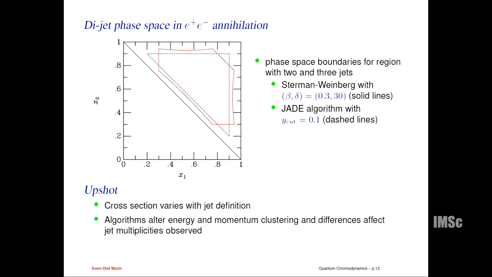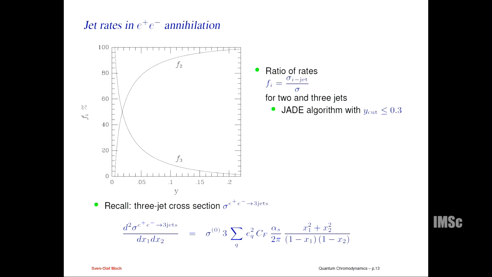And it means that the algorithms that you choose for defining your jets, they alter the energy and momentum clustering, and those differences, they also affect the jet multiplicities observed. So I think this is something to keep in mind and this applies to all the jet algorithms. We can move on then with this example, and we can look at the ratio of the jet rates.